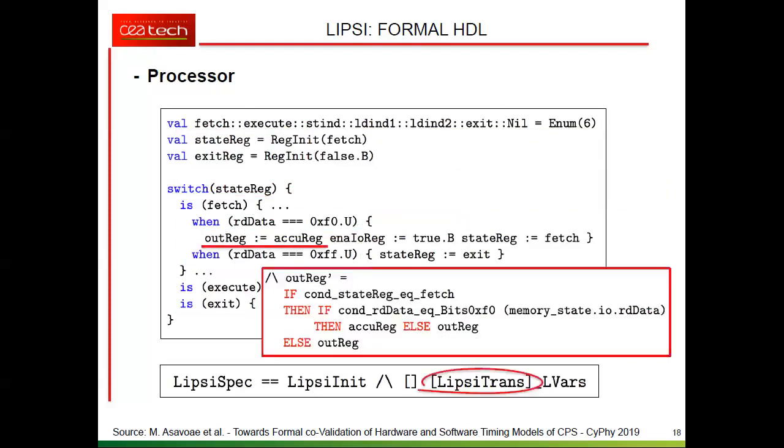And then, if we look at one of them, so for example, the update of an output register, this one would be guarded in the TLA plus language by the first condition, which is stating that I'm in the fetch state, and then the second condition, which actually will state exactly this. So again, traceability is the keyword here.